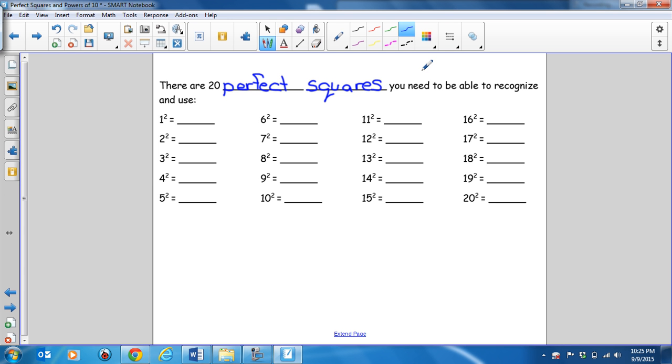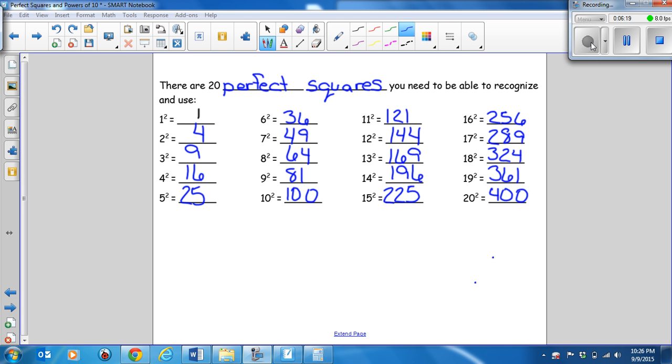So I'm going to go ahead and pause the video and fill this in. While I'm doing that, I would like you to fill it in as well. You would need to pause the video at this time. Okay, as you can see, I've filled in all the perfect squares. You should be able to automatically recognize these as soon as you see them.